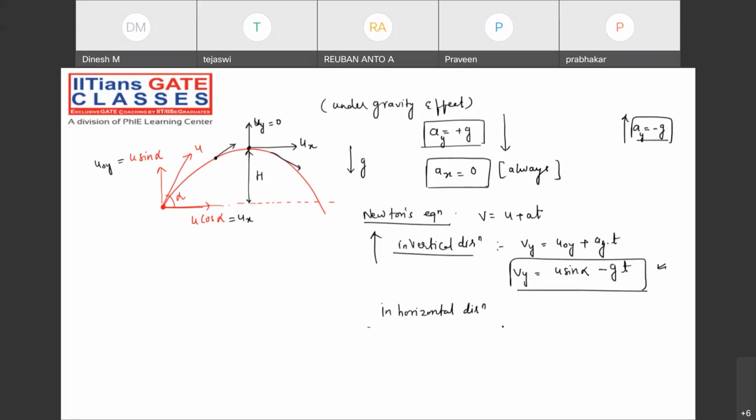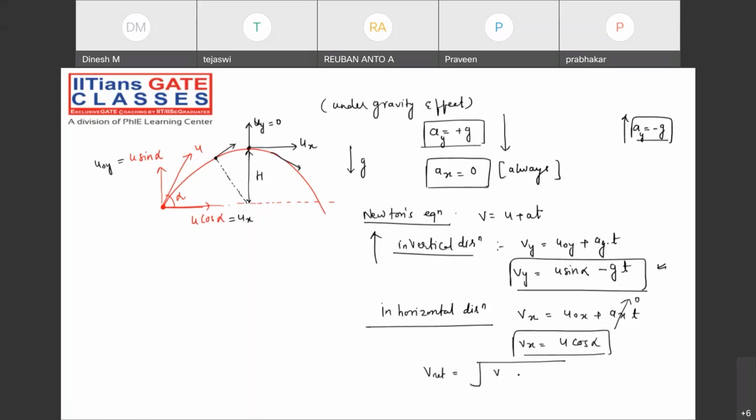In the horizontal direction, try to apply the equation of motion. Vx will be u naught x plus ax into t. This ax will be 0, my dear friend. So vx will be u cos alpha always. Please note down, these are very important. If somebody asks you at any point of time what the net velocity is, then you will find the resultant of these two.